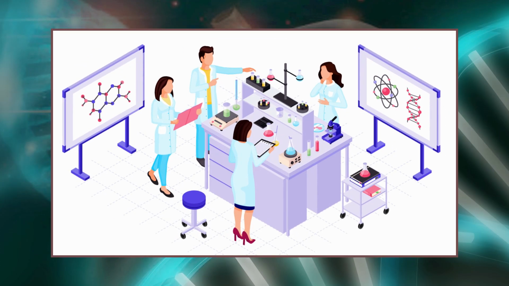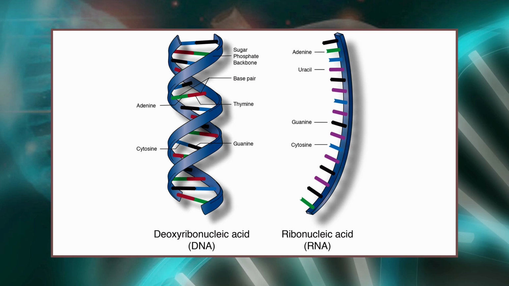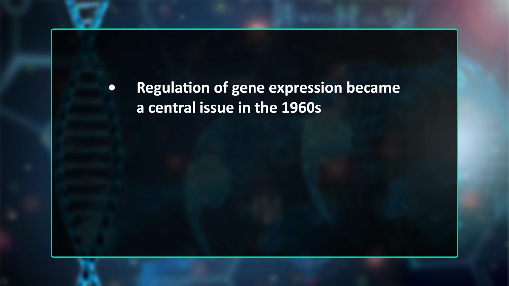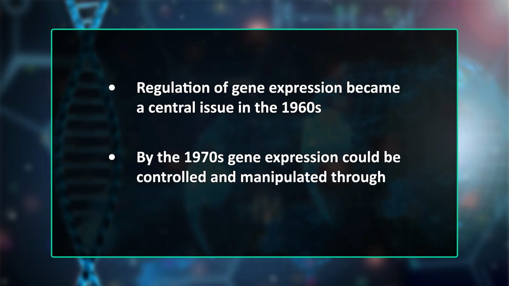In the following years, chemists developed techniques for sequencing both nucleic acids and proteins, while many others worked out the relationship between these two forms of biological molecules and discovered the genetic code. The regulation of gene expression became a central issue in the 1960s, and by the 1970s, gene expression could be controlled and manipulated through genetic engineering.